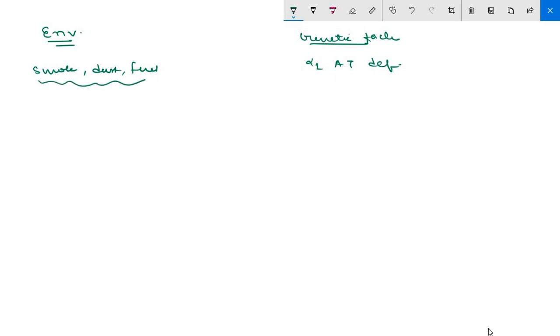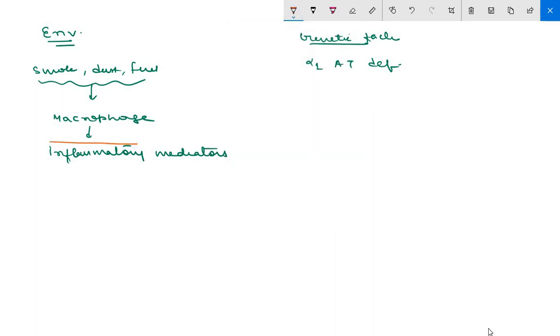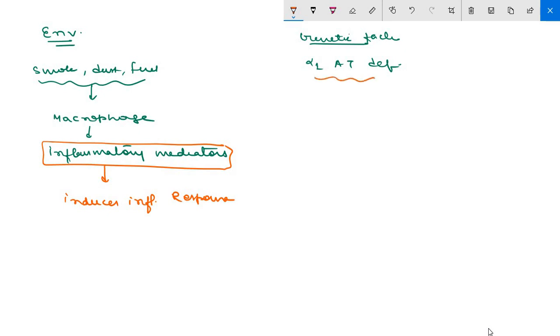Now, smoke, dust or fuel will stimulate the macrophages present in the lung. Macrophage stimulation occurs, and that macrophage will release inflammatory mediators such as leukotriene B4 and interleukin 8. These inflammatory mediators will induce an inflammatory response, or inflammatory reaction. Getting my point?